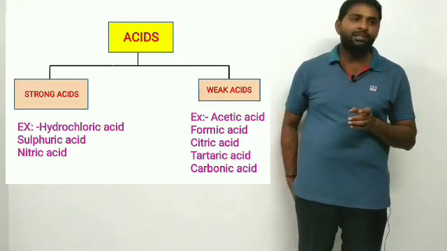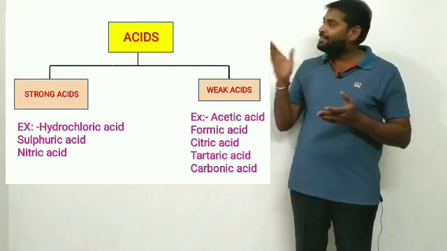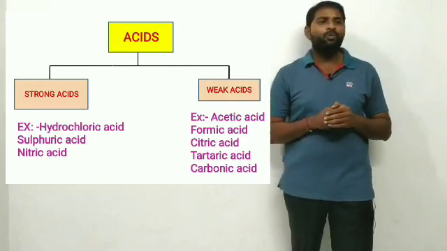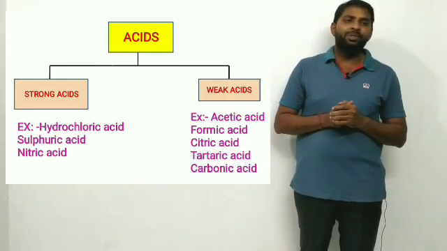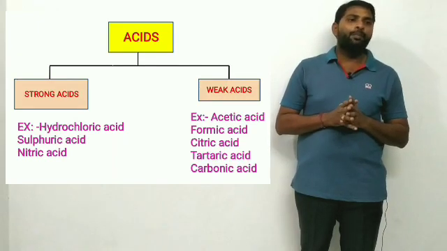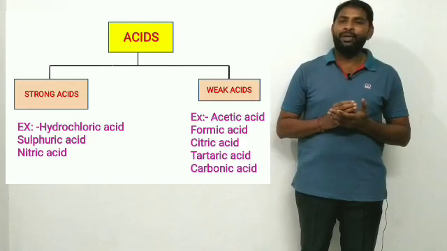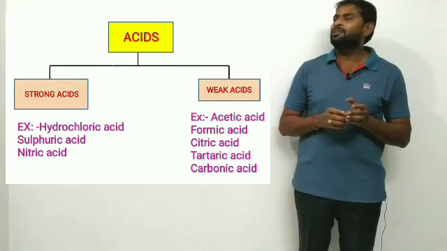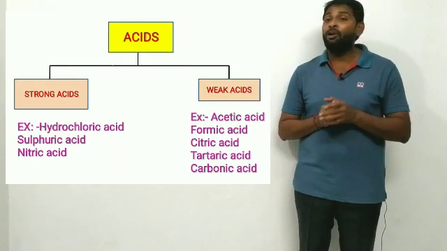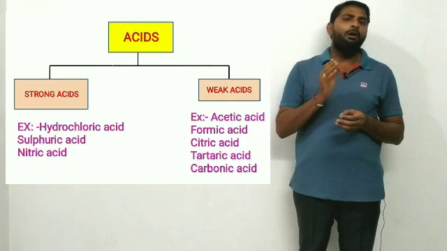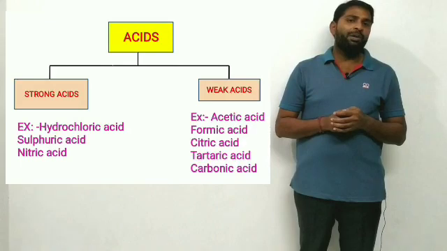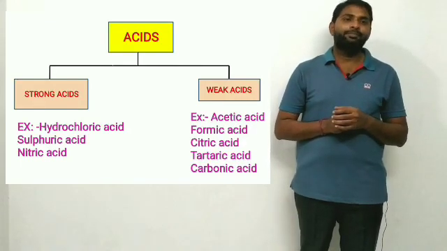Acids are classified into strong acids and weak acids. For example, hydrochloric acid, sulphuric acid and nitric acid are strong acids. Almost all mineral acids are strong acids except carbonic acid, because carbonic acid is a weak acid.